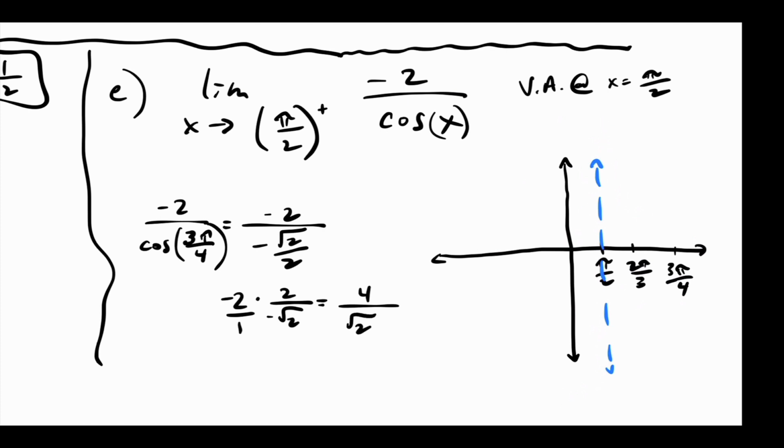Negative times a negative is positive, and then I rationalize. I get 4 root 2 over 2. Cancel those guys out, and I get 2 root 2. It's going to be positive.